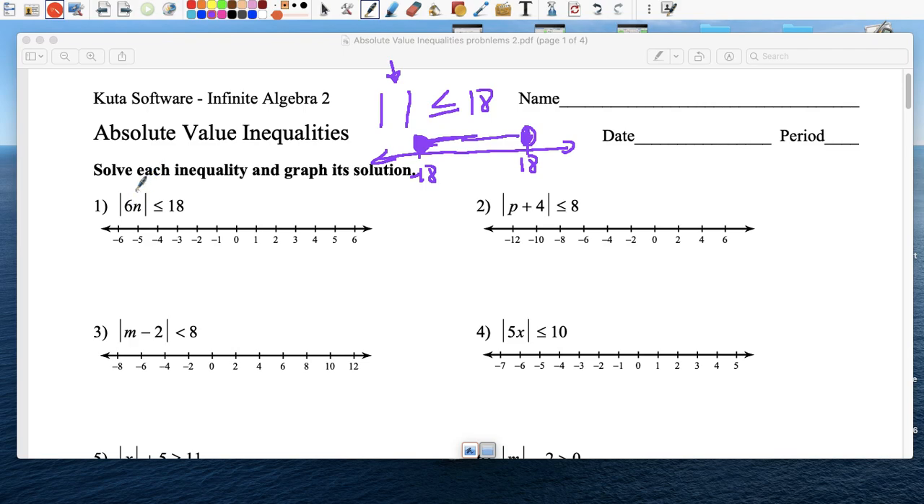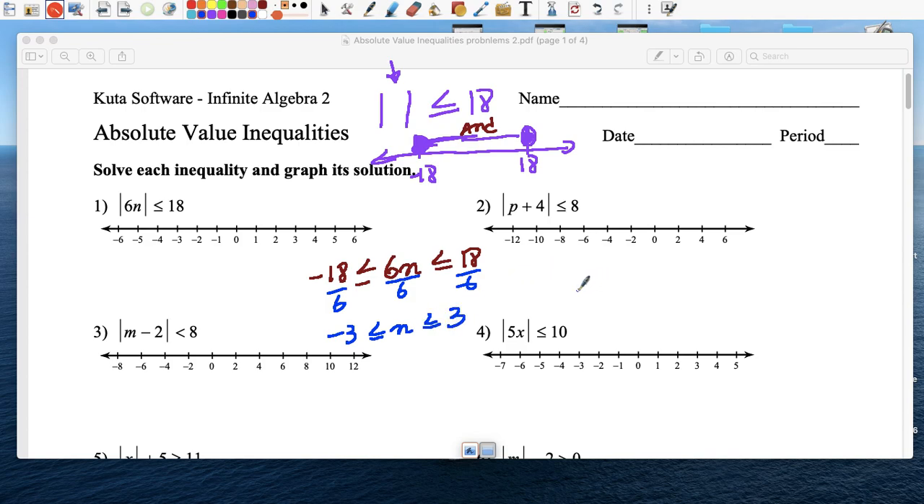So what I'm looking for here is, now I've got to multiply 6 times n, right? And somehow it has to give me a value between negative 18 and 18. So let's look for the values of n which will make that inequality true. So 6n has to be between negative 18 and 18. This is easy to solve. We divide by 6, divide by 6, divide by 6. So we get negative 3 less or equal to n, less or equal to 3.